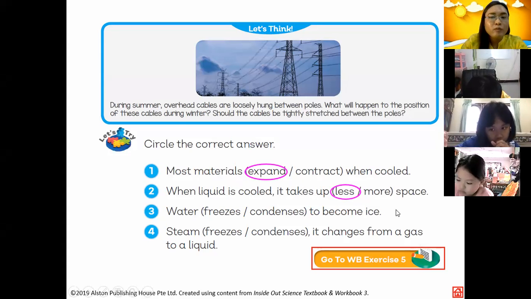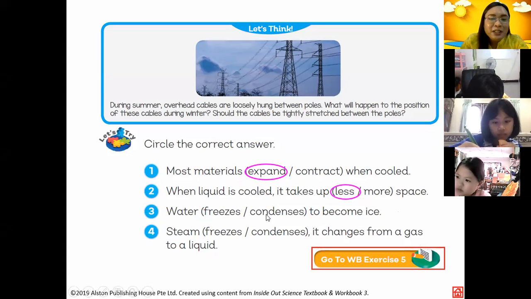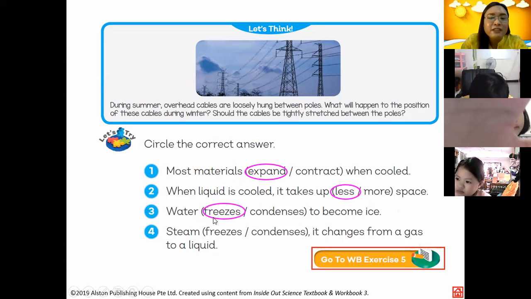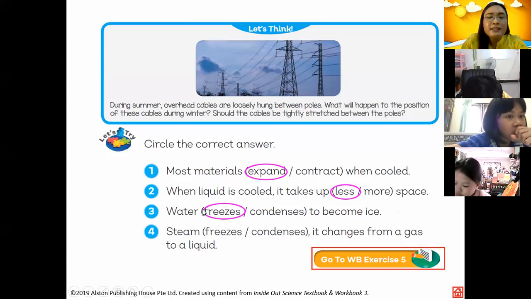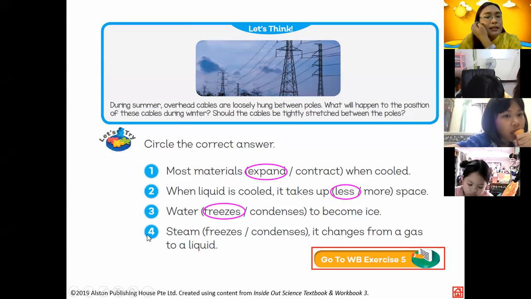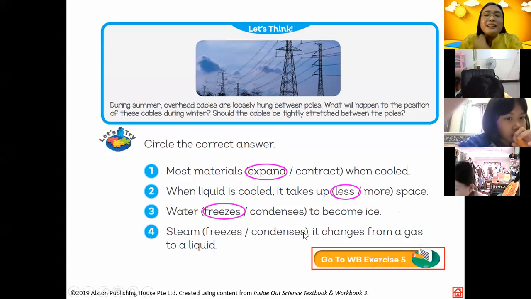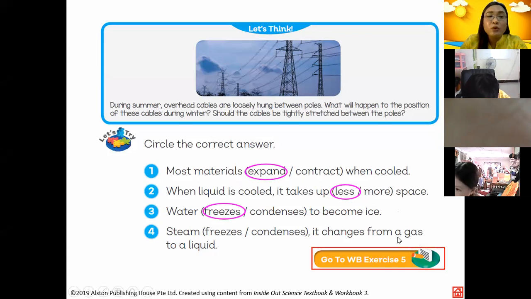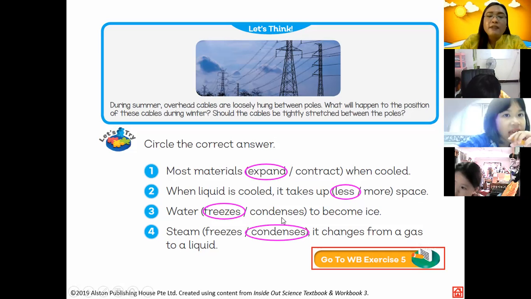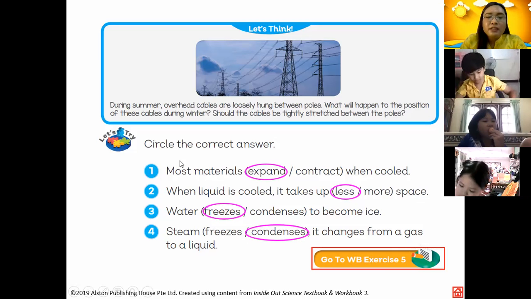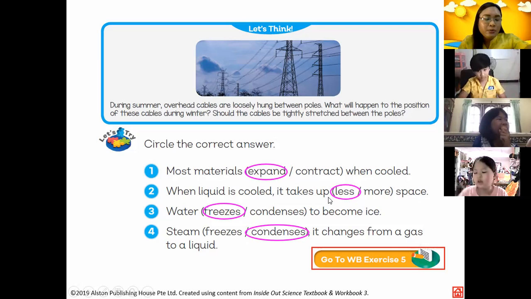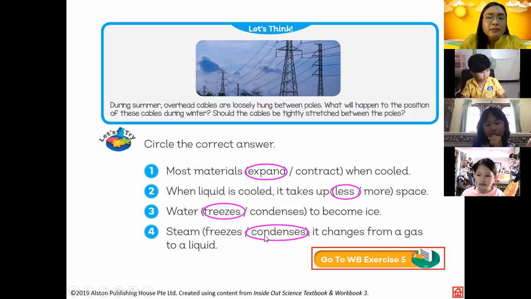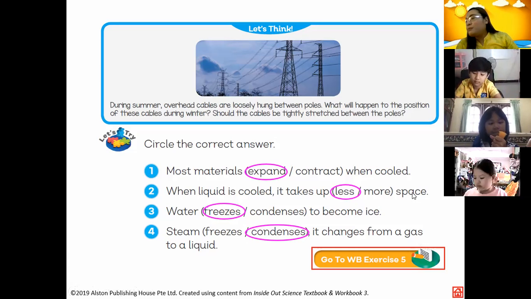All right, number three. Water blank to become ice? Freezes or condenses? Freezes. Very good. And number four, steam. Freezes or condenses? It changes from a gas to liquid. Condenses. Very good. So for number one, expand. Number two, less. Number three, freezes. Number four, condenses.